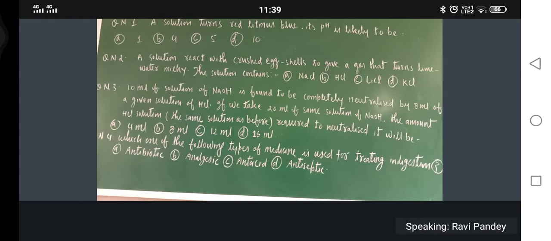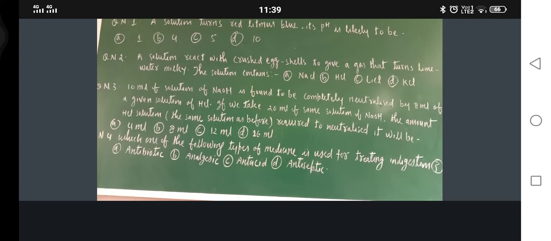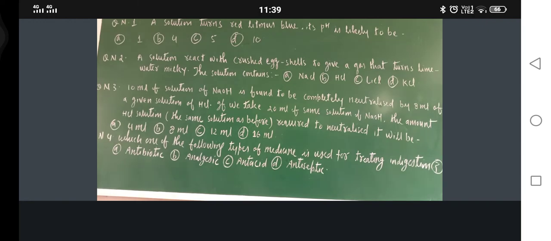Okay, so basic substance that will not react with the salt. So here 3 salts are given: A option NaCl, C option LiCl and D option KCl. All 3 are salts. They will not react with the calcium carbonate, because that is also one type of salt. Okay, so now which option is correct? HCl. HCl is the correct option.